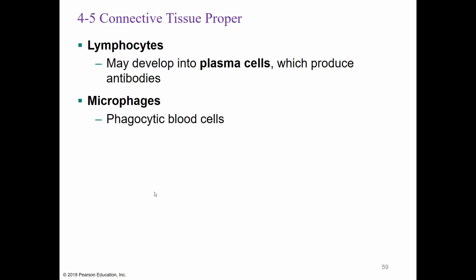Lymphocytes can develop into plasma cells which produce antibodies. So these defend against infection. Macrophages are small blood cells that are phagocytic. So they too engulf pathogens and other things that can enter the tissue.